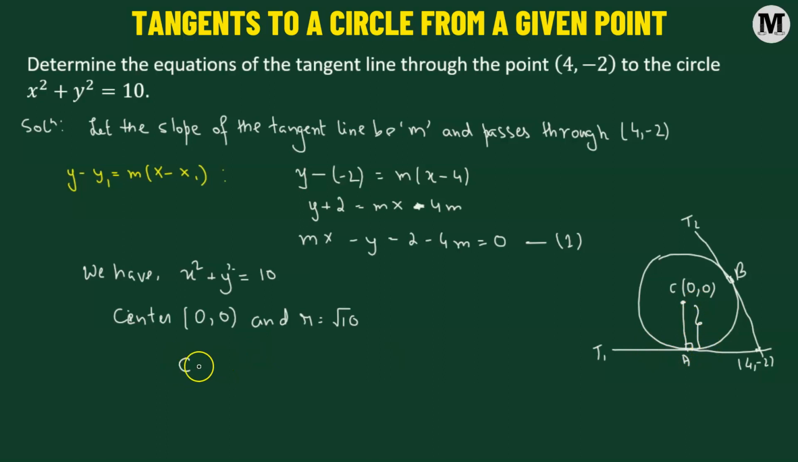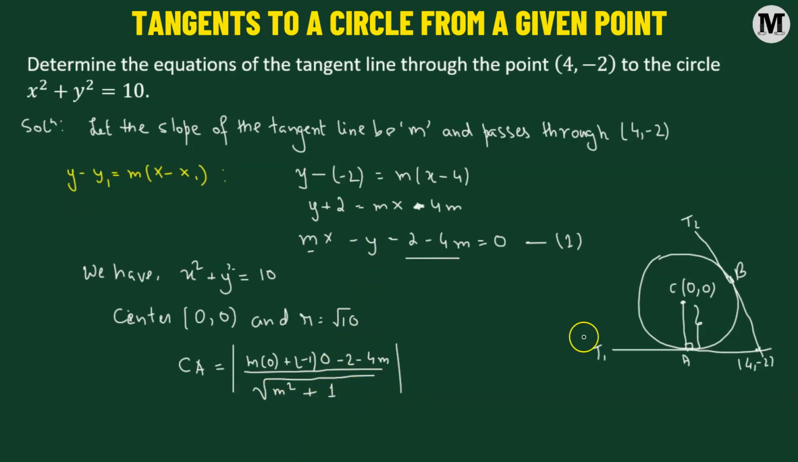The perpendicular distance CA will be equal to the absolute value of a ratio. In the numerator, we start with the coefficient of x of the straight line, that's m. m gets multiplied by the x coordinate of the center, that's 0. This gets added to the coefficient of y, which is -1, multiplied by the y coordinate of the center, that's 0. And then we add the constant term, that's -2 - 4m. This is divided by the square root of the square of the coefficient of m, that is 1, added to the square of the coefficient of y, that's -1, and squaring it gives us positive 1.